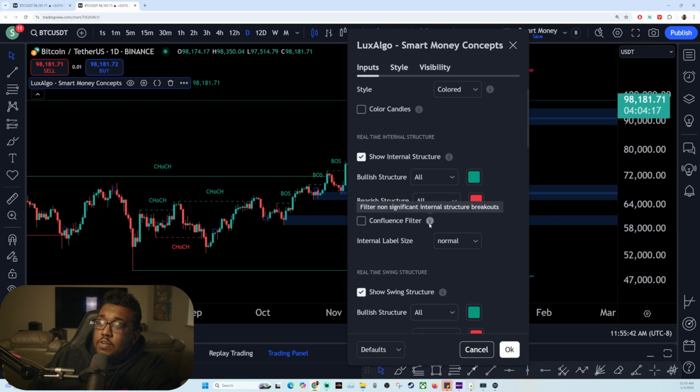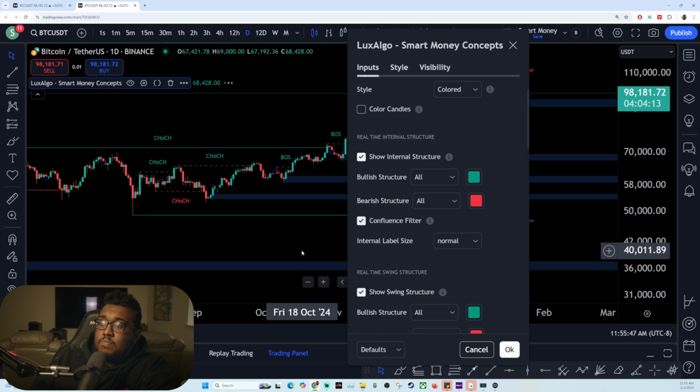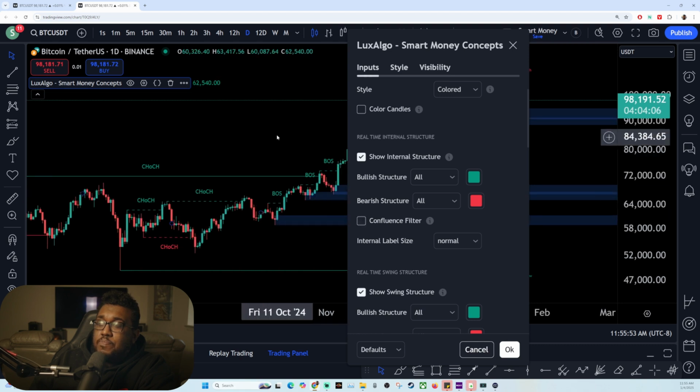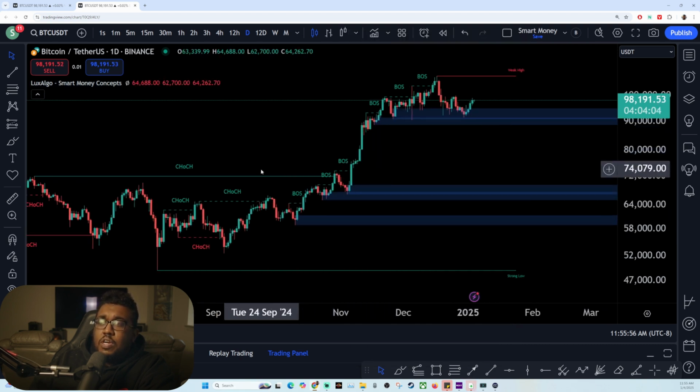And I'll actually say this right here. Filter non-significant internal structure breakouts. If I were to hit this, not really much changes, you guys can see. It's usually pretty accurate, so you don't really need this all too often. However, what is break of structure and what is change of character? I'm going to show you guys what that means right now.